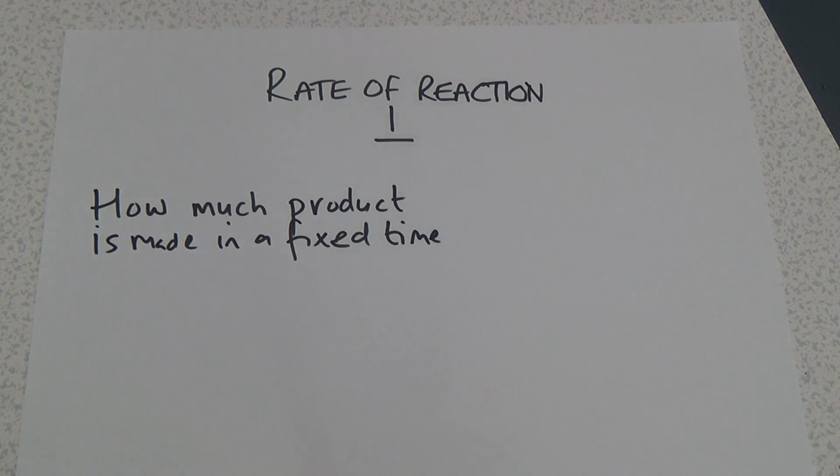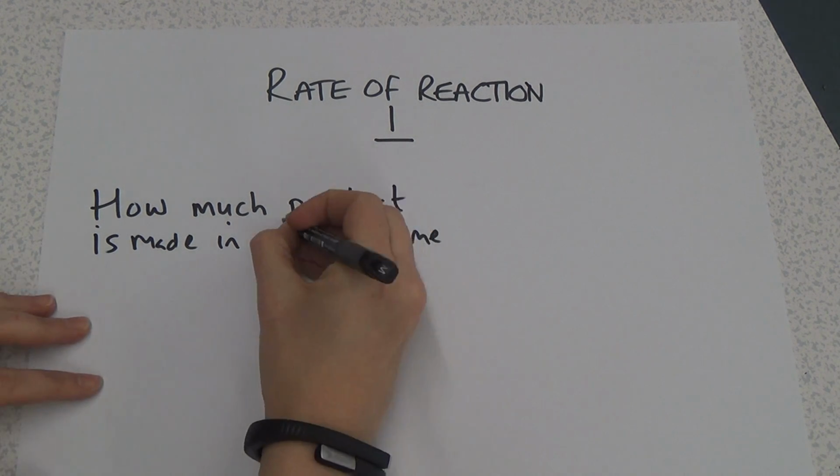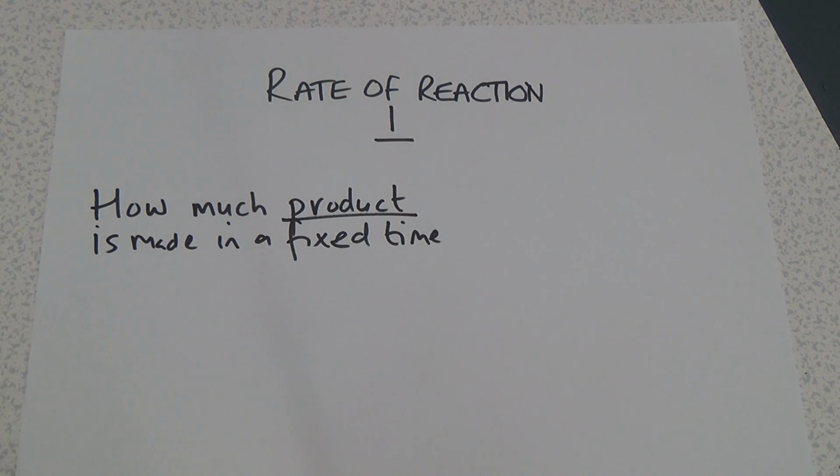This first video focuses on rate of reaction 1 on your mind map. Rate is all about how fast a reaction is proceeding, how quickly it's proceeding. And when we actually want to measure rate, what we're actually doing is we're measuring how much product is made in a fixed time. So it's all about what's being produced.